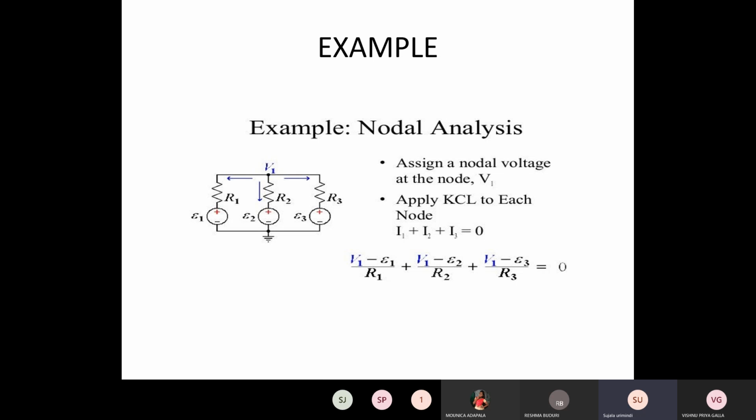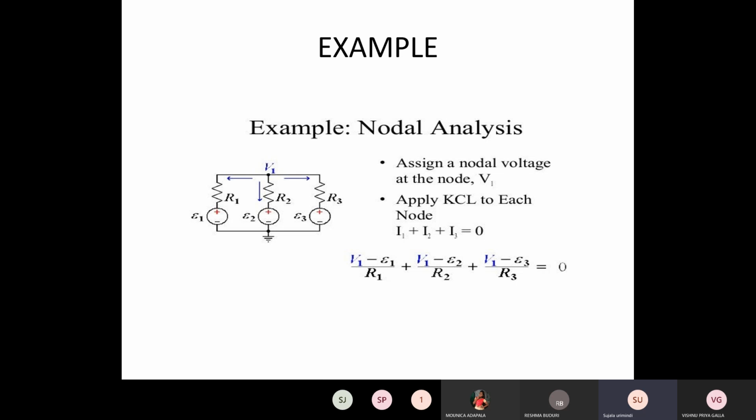So V1 minus E1 by R1, plus for the R2 resistor, there is again one voltage source, so V1 minus E2 by R2. Next, again E3 will be in series with the R3 resistance. So V1 minus E3 by R3 is equal to 0. The sum of the currents is equal to 0: V1 minus E1 by R1 plus V1 minus E2 by R2 plus V1 minus E3 by R3.